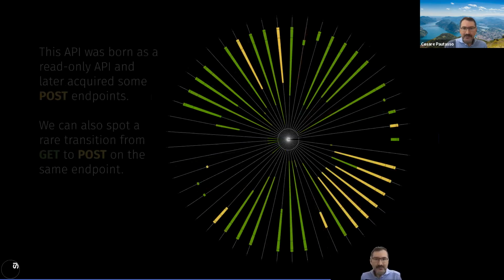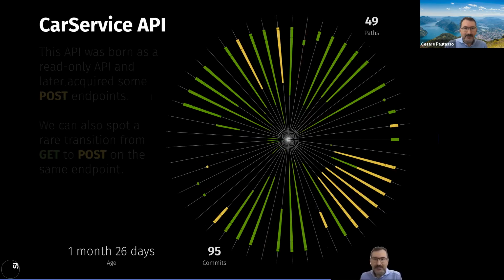This is the one that we've seen before. There was a read-write API, and this is the place in which we can see that the method was changing from a get to a post. So we can see that this happens sort of halfway through the life cycle.